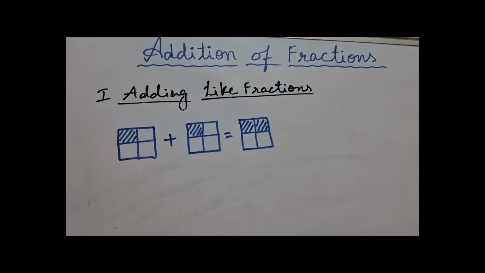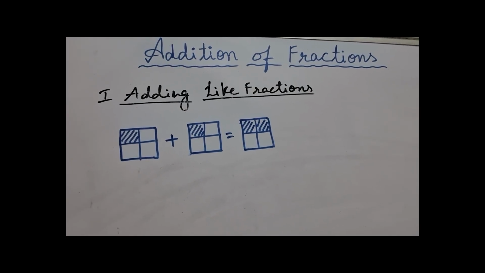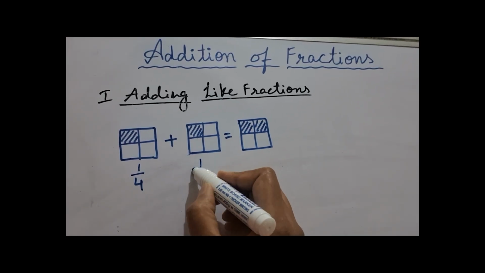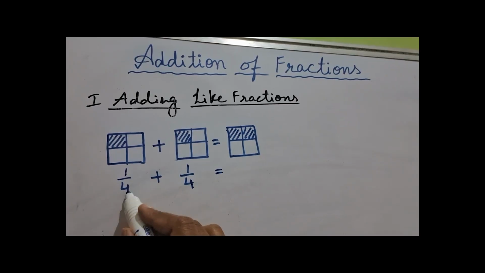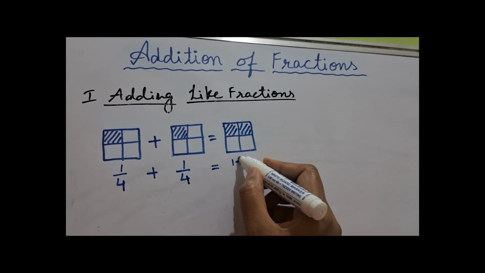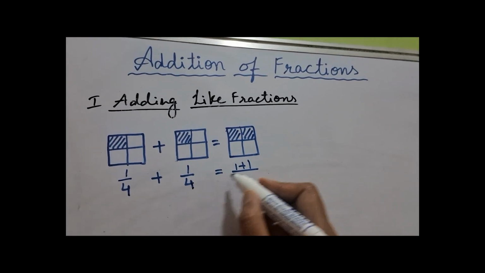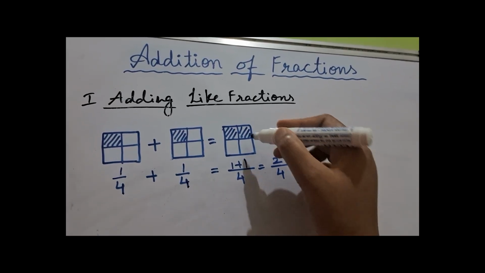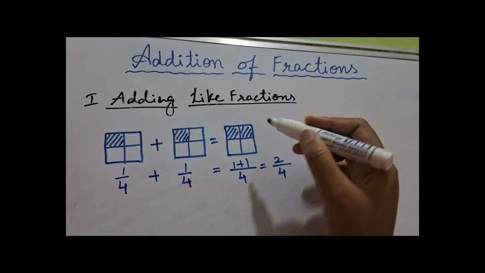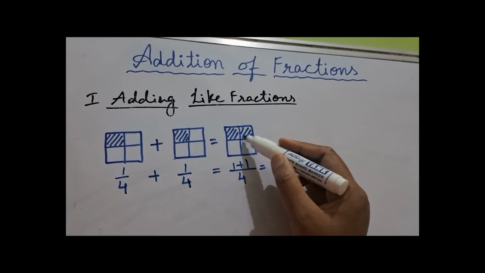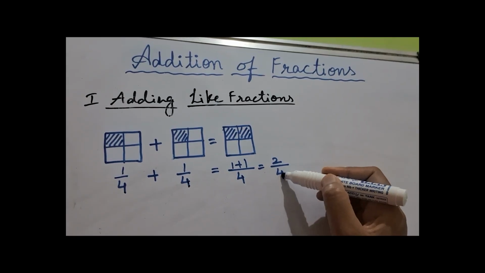Let us take another example, children. Now we will add these fractions. It is 1 by 4 and this is also 1 by 4. Okay children. For adding the like fractions, you need to add the numerators only. 1 plus 1 by the denominator being the same, 4, which is equal to 2 by 4. Now here we can observe, children, the resultant of these two fractions: two parts are shaded out of 4.